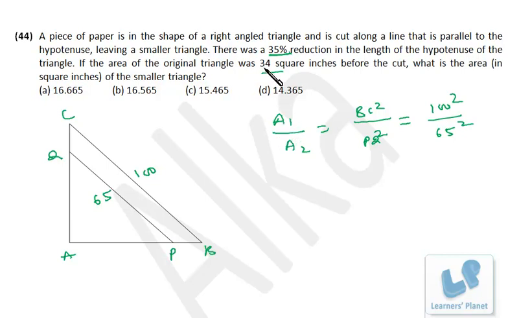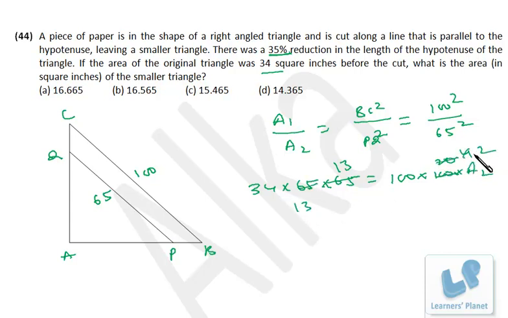Now BC square is 100 square by 65 square. A1 is given to us as 34, so I just put the value of A1. So 34 into 65 into 65 is equal to 100 into 100 into A2. Now A2 is the unknown quantity that we have to calculate. Simplifying, precisely it is 17 into 13 into 13 by 200.